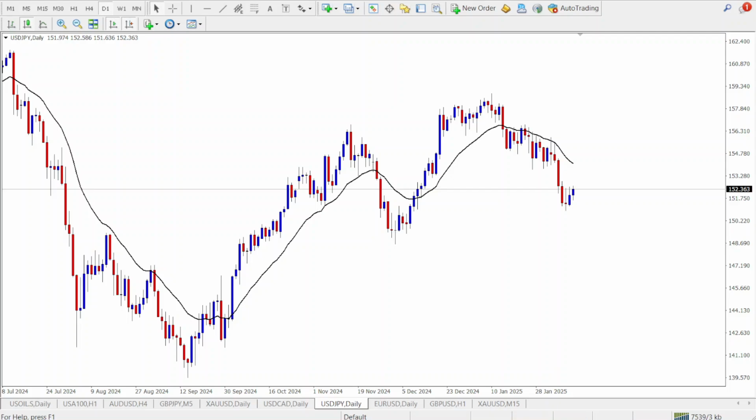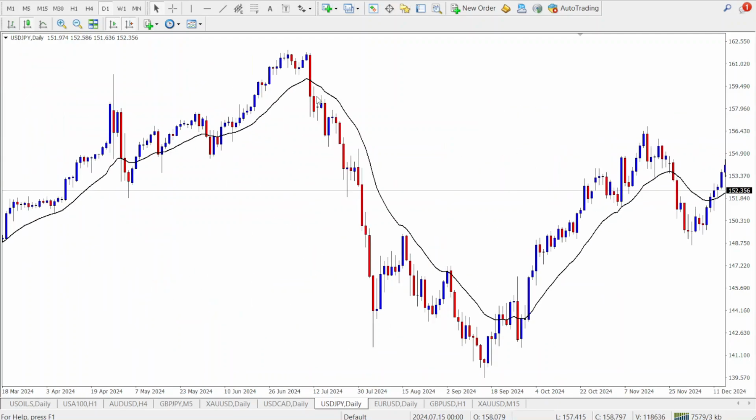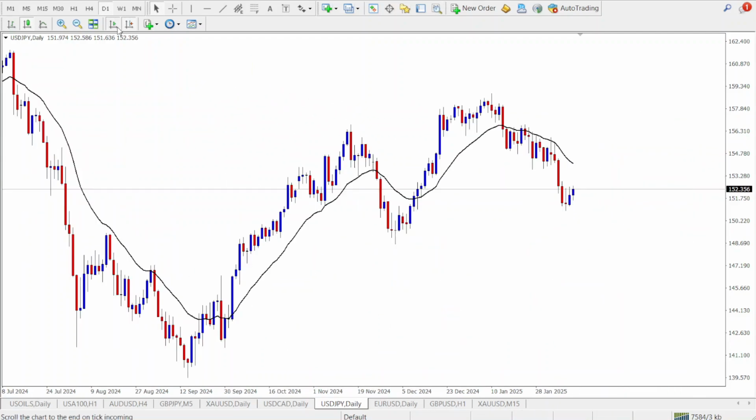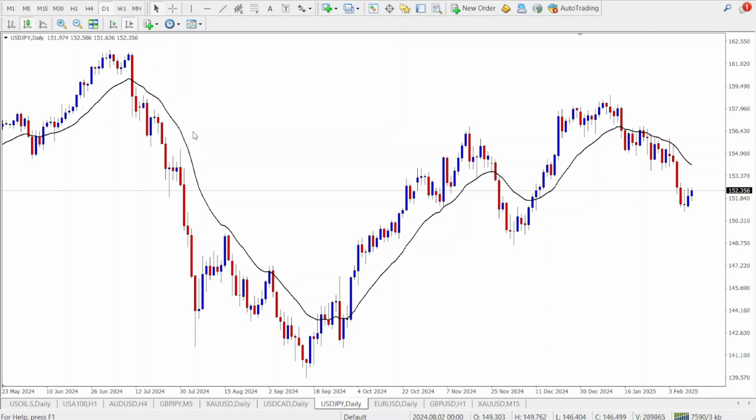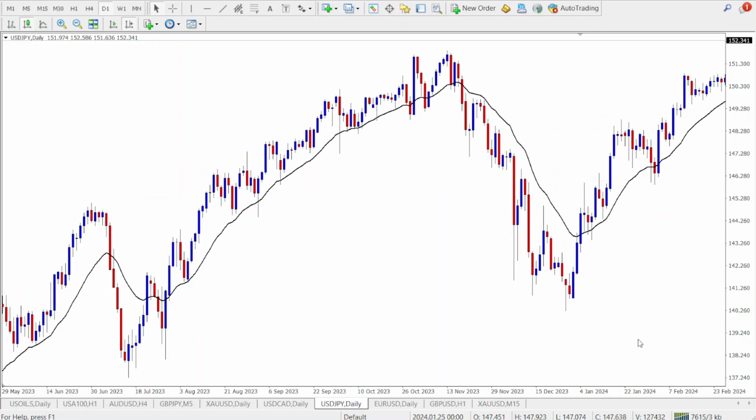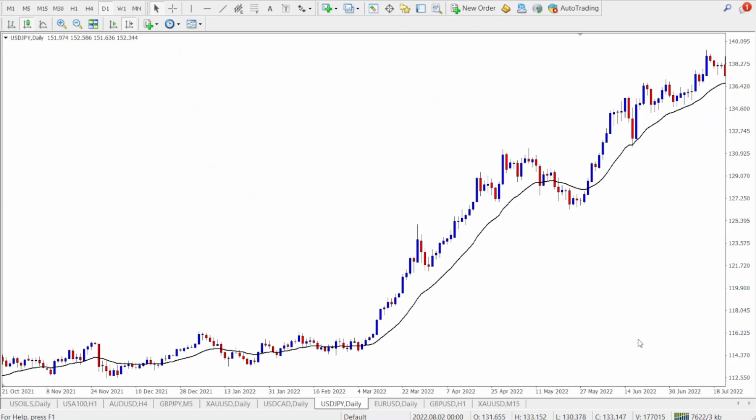All right? Now, moving averages are one of the easiest ways to spot trends. Here's how. In an uptrend, if price is moving above the moving average and the moving average is sloping upwards, like what we can see here, it means that the market is in an uptrend. On the other hand, if price is moving below the moving average and the moving average is sloping downwards, the market is in a downtrend. It's as easy as that, very easy to spot. Then finally, if the moving average is flat, let's look for a good example.